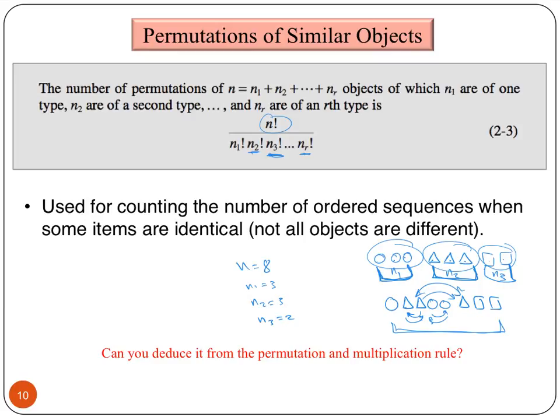Again, can you think where this rule comes from and deduce it from the previously studied permutation, which is the factorial of n, and the multiplication rule? Those questions are for you to think about, not requiring a formal proof, just for you to deeply understand what's happening and figure out where these rules come from, such that they make sense to you.